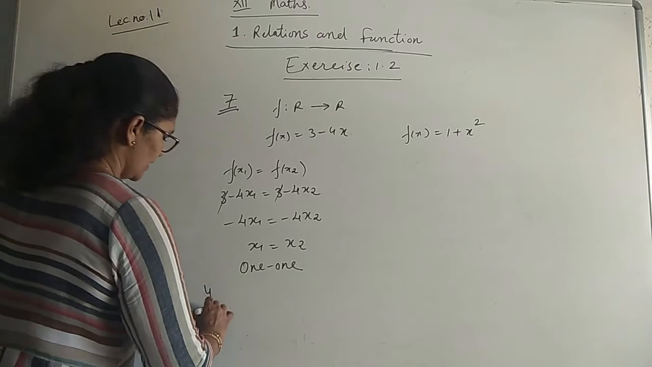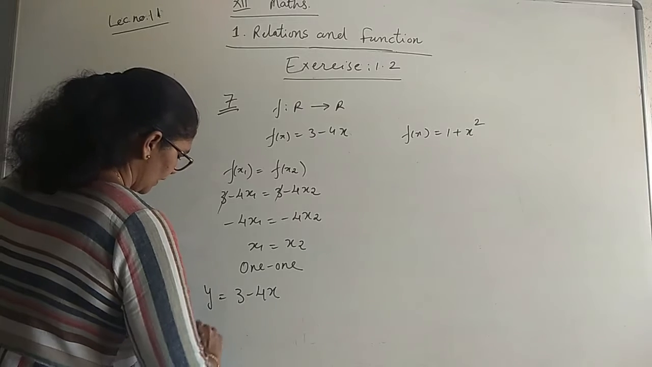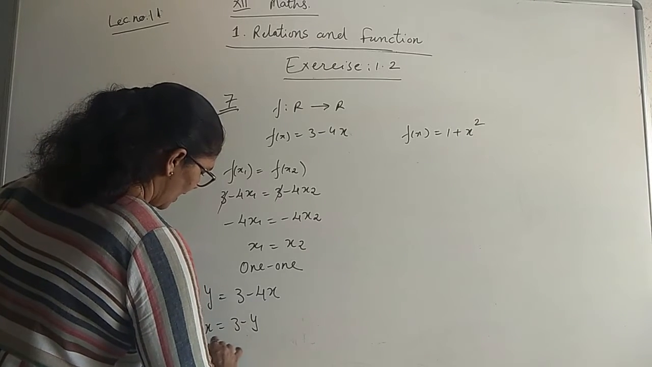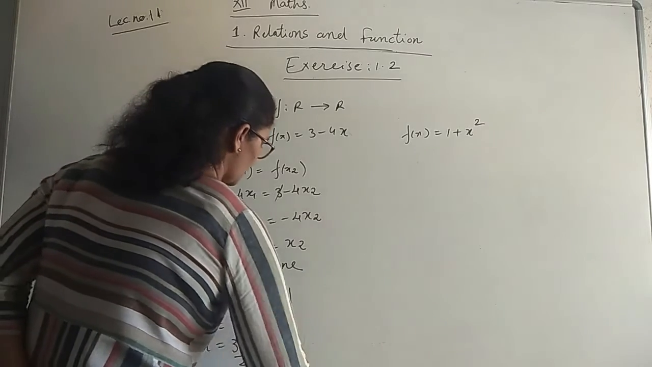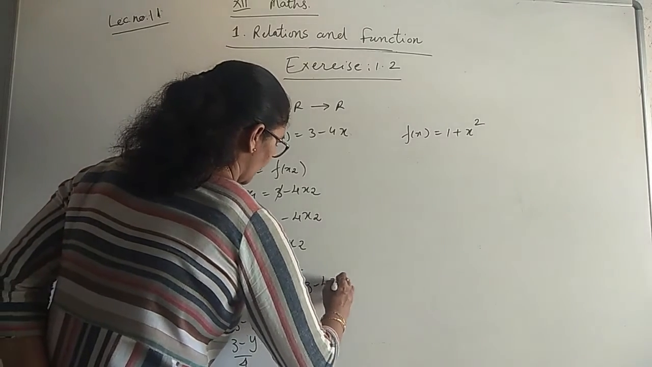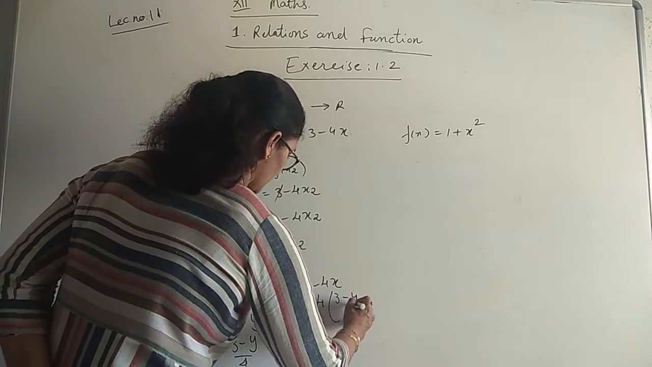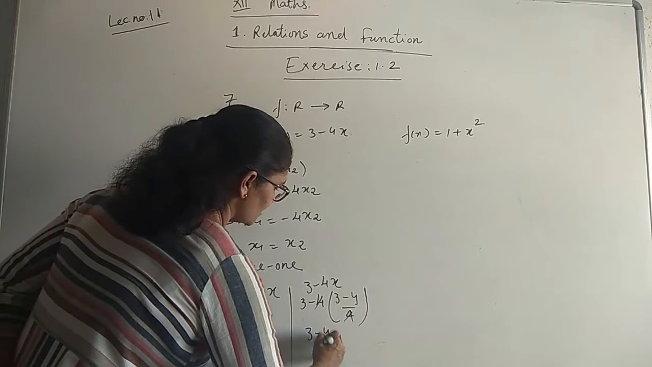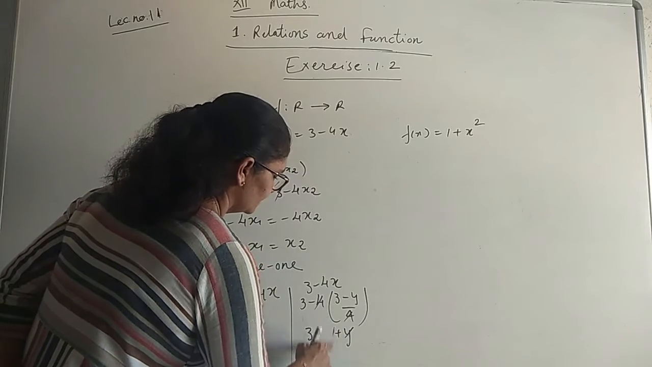Now let's take this as y equal to 3 minus 4x. So we can take 4x equal to 3 minus y, and x equal to (3 minus y) by 4. Now let's put it in 3 minus 4x. So 3 minus 4 into (3 minus y) by 4. The 4s cancel. 3 minus (3 minus y) gives plus y. So, sorry.